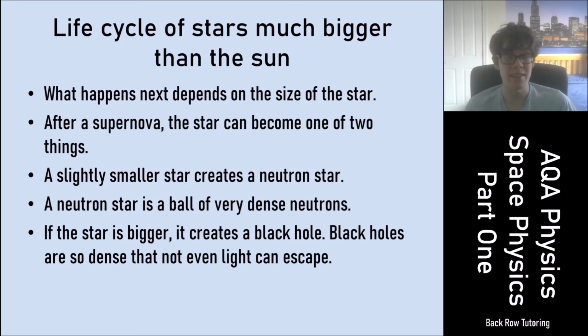What happens next depends on the size of the star. After a supernova, the star can become one of two things. A slightly smaller star creates a neutron star. A neutron star is a ball of very dense neutrons. Now, if the star is bigger, it creates a black hole. Black holes are so dense that not even light can escape.